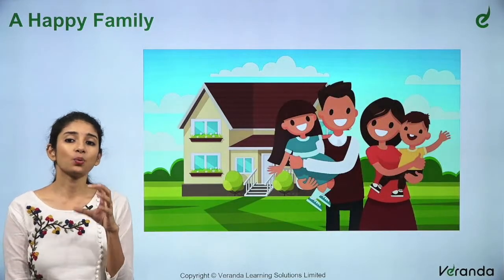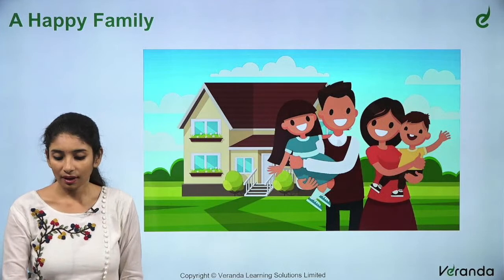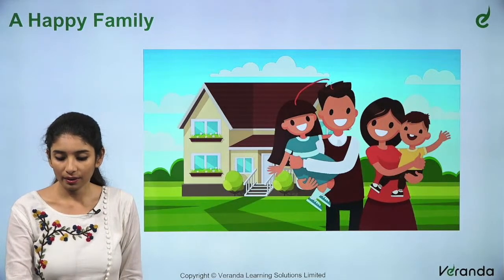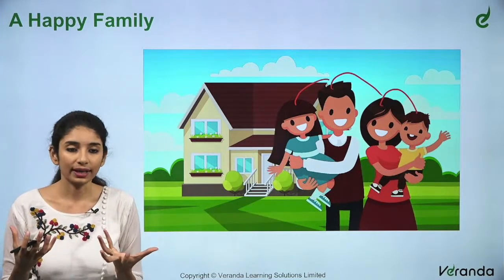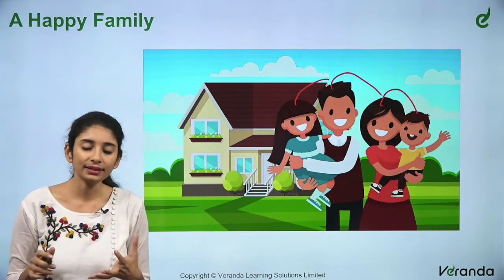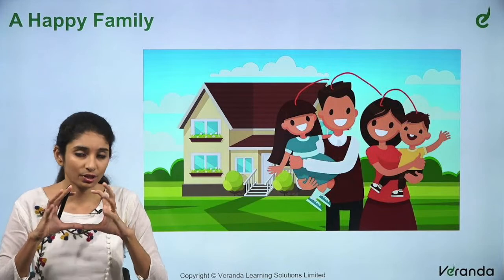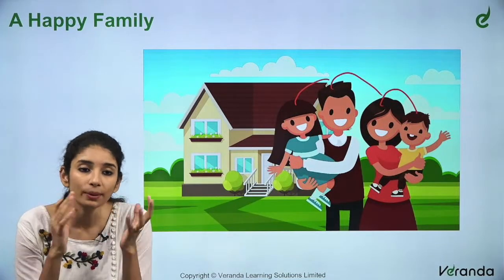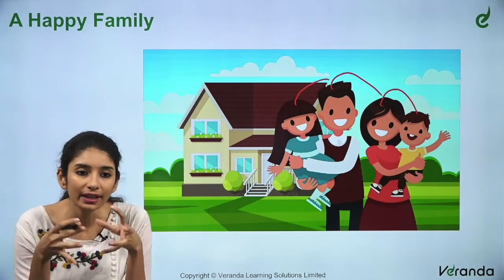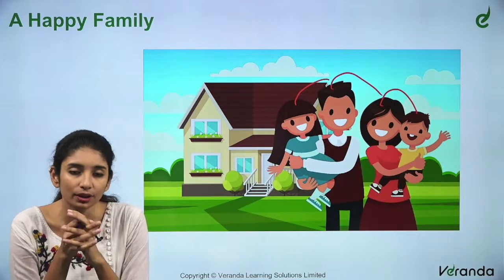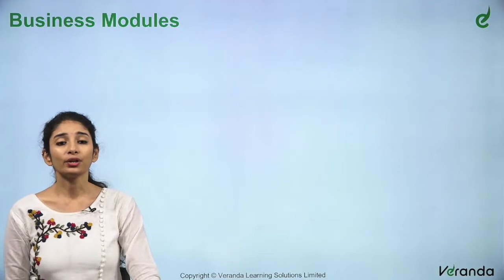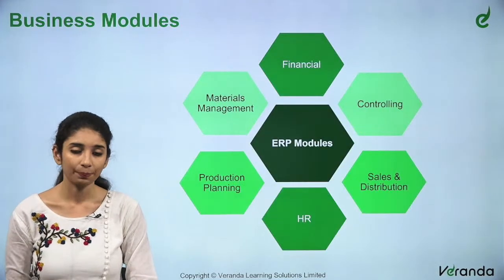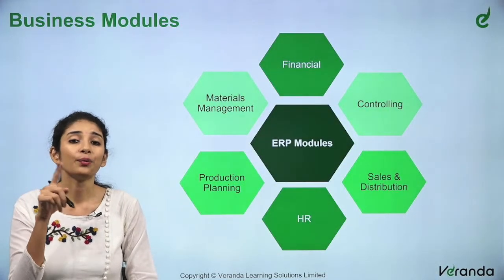Now, a happy family is one where everyone is integrated, or everyone's decisions are binding on each other, right? For a family to be happy, you need to have all the members of the family in a very, very close-knit or integrated environment. Similarly, your business modules in your ERP need to be linked at the right places with each other.